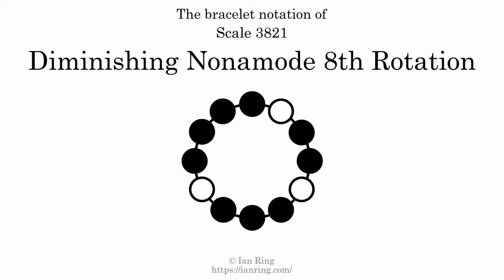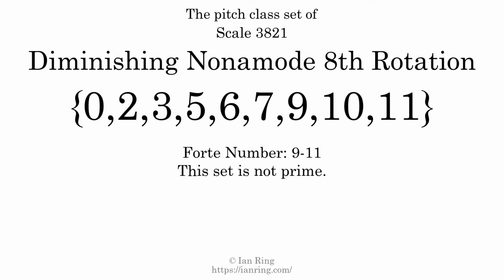This is a bracelet notation diagram of scale 3821. The shaded circles represent tones that appear in the scale, and they are read clockwise, starting at the top. The pitch class set for this scale is 0, 2, 3, 5, 6, 7, 9, 10, 11. The Fort class is 911. This set is not prime.